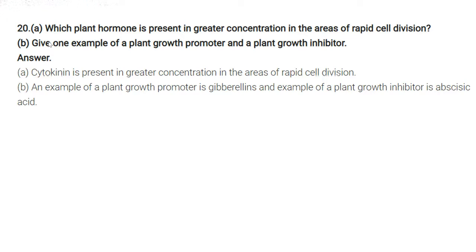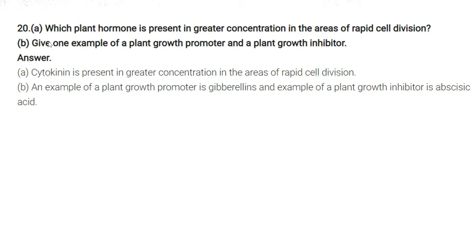Which one of the following actions on touch is an example of chemical control? Movement on the touch sensitive plant. So the movement on the touch sensitive plant is actually an example of chemical control. What are nastic and curvature movements? Give an example of each.